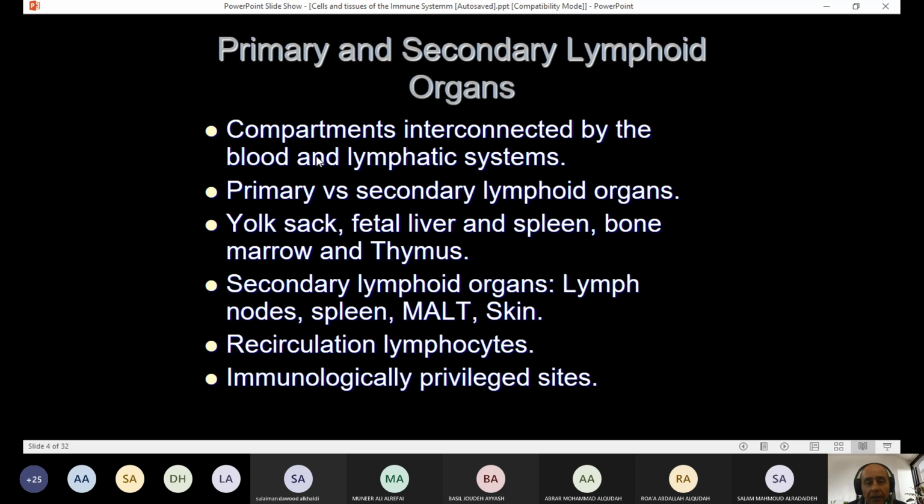So the components of the primary and the secondary lymphoid organs are interconnected by blood. The products come from the primary to the secondary through the blood that keeps carrying those cells, and the lymphatic system. We see the blood and the lymphatic system, and it is very important to know that the secondary lymphoid organs are where the battleground is going to take place.